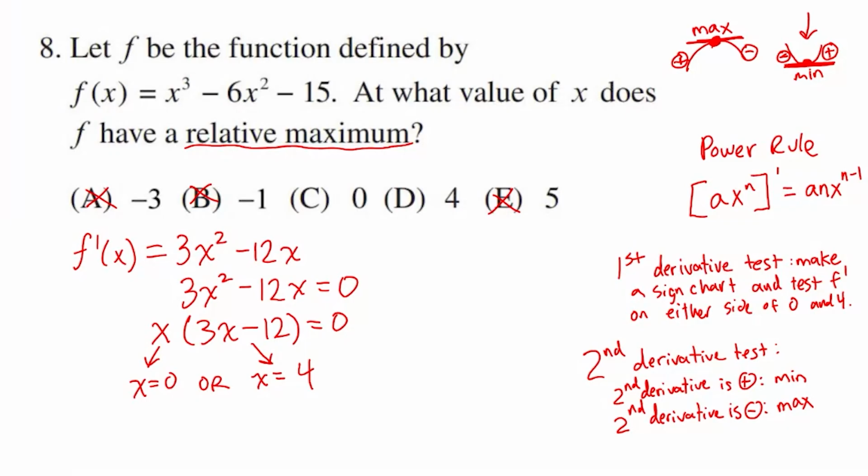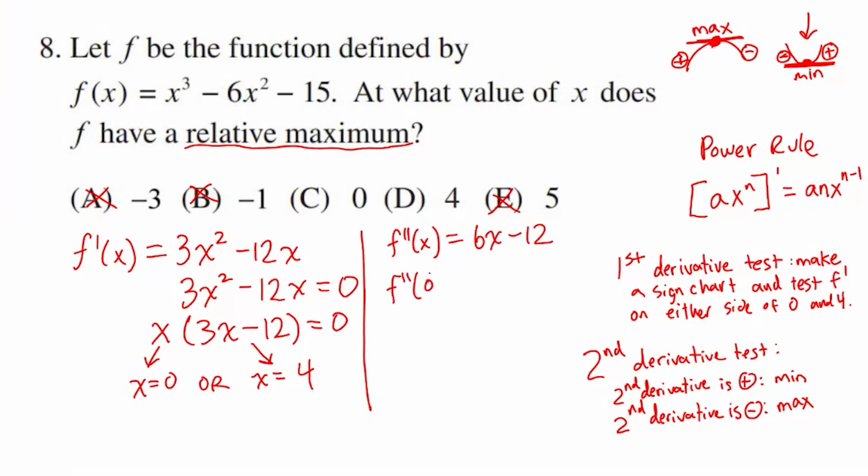So let's find that second derivative, and then we'll test at 0 and 4 and see what's happening. So the second derivative, we can use the power rule once again on that first derivative. The derivative of 3x squared is 6x, and the derivative of negative 12x is just negative 12. So we got 6x minus 12. And what we're going to do is test 0 and 4 and see if we get a positive or a negative answer. Now, if you happen to get 0, then it'll be inconclusive, and so you'll have to fall back on the first derivative test, but this should work for most problems.